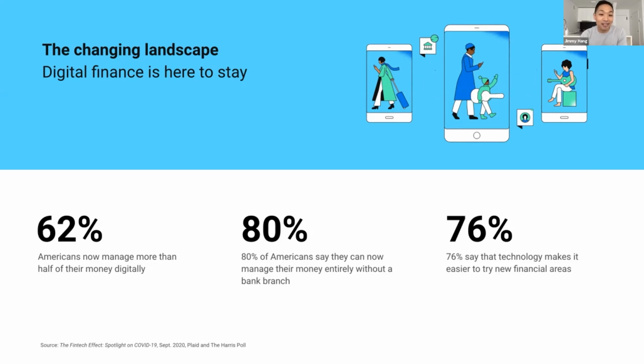And at the center of that is really financial technology. In fact, 76% of Americans say technology is really making it easier for them to try new financial areas. This gives developers a really big opportunity to build new tools and services that make it easier for people to manage their finances digitally, whether to send payments, buy cryptocurrencies, or pay down their debt. But in order to really seize on this opportunity, many developers need a detailed understanding of their users' finances.